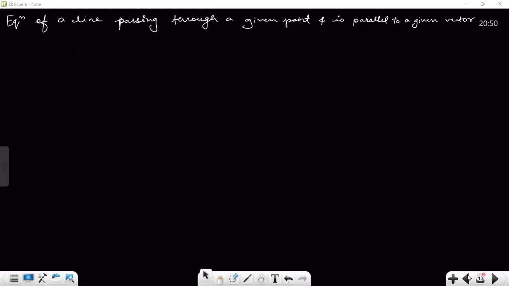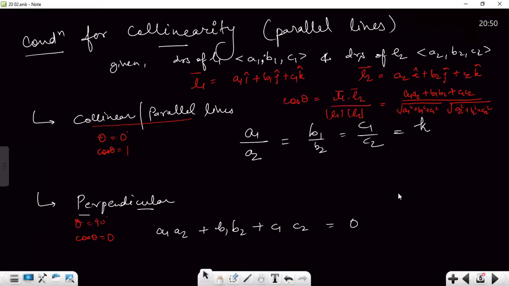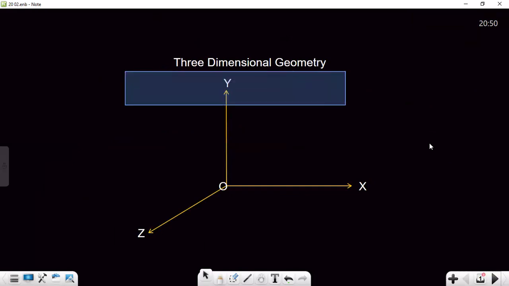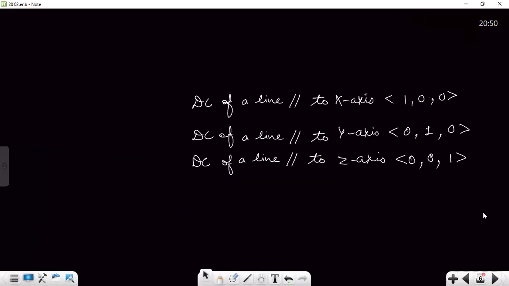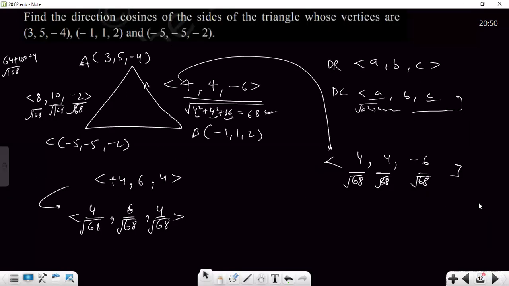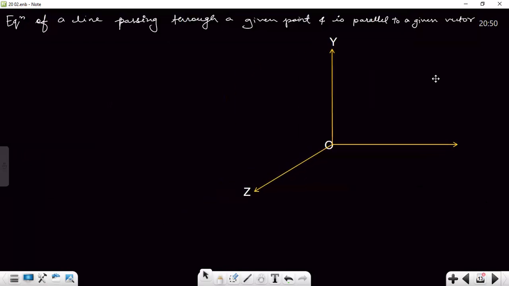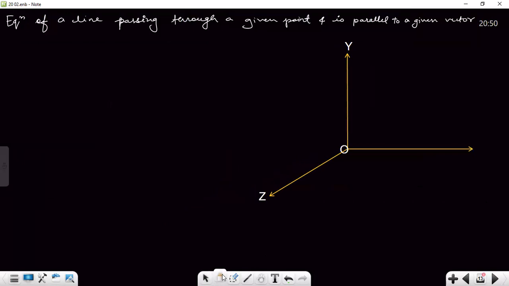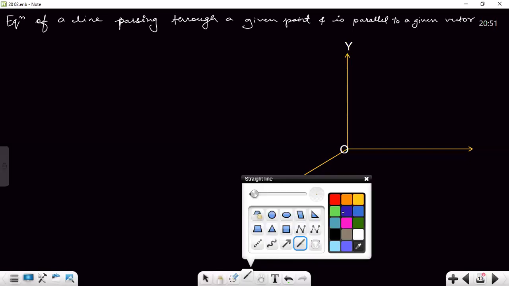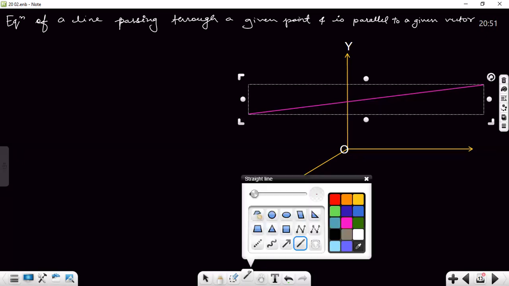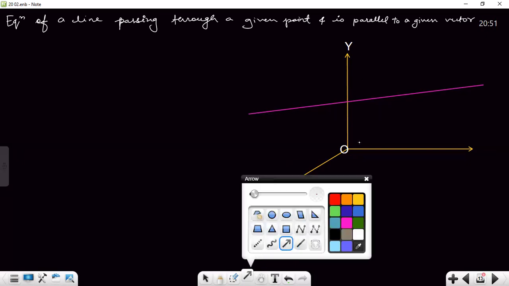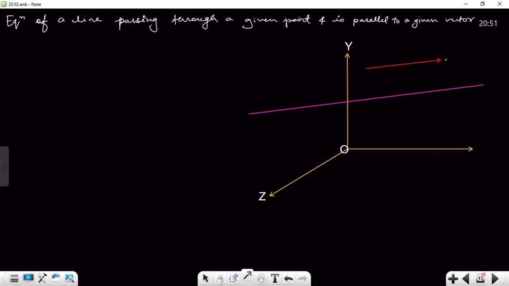We have to borrow something from the first page. So the concept is that we have a straight line, on which there is a point given, and we also have another vector parallel to the given line. This is parallel to the given line.